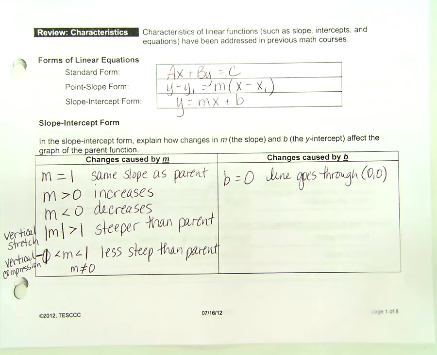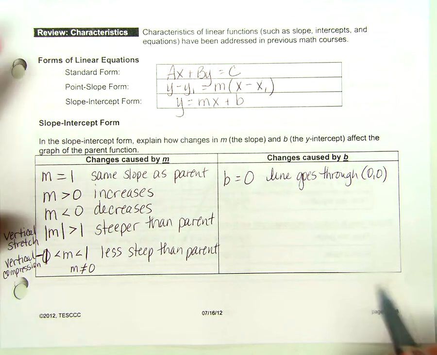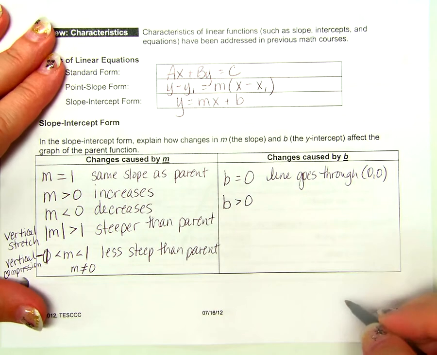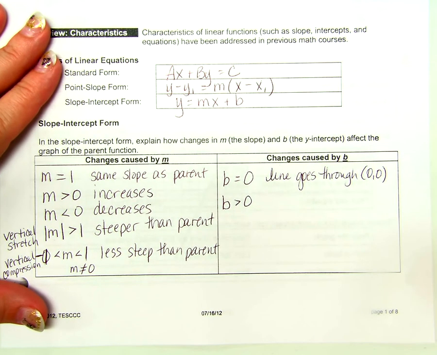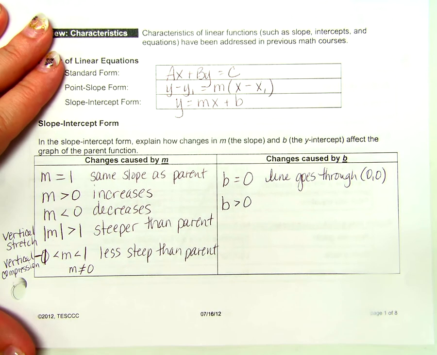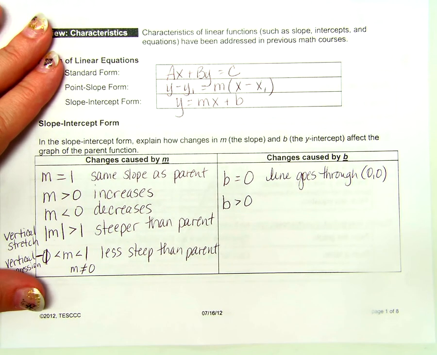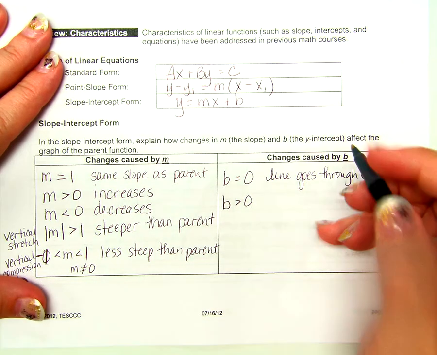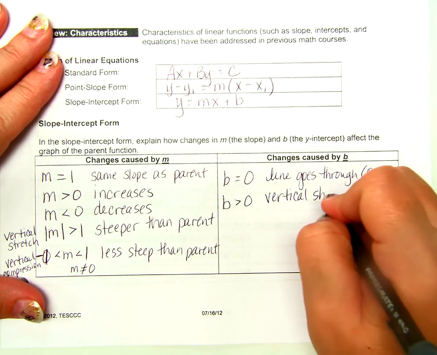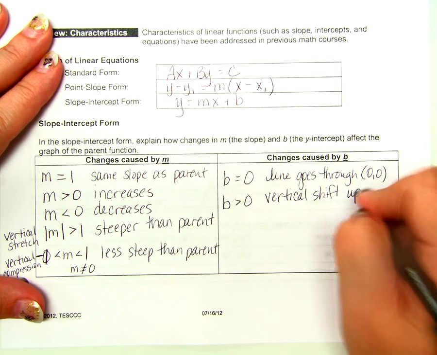There we go. Okay. So if B is 0, then the line goes through the origin, right? Now, if the B value is greater than 0, what happens? It doesn't go through the origin. Where does it go? Above the origin, so it is a vertical shift up, right? Okay, so it's a vertical shift up how far?